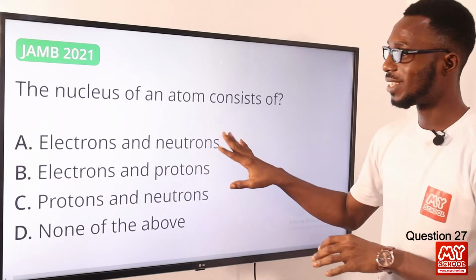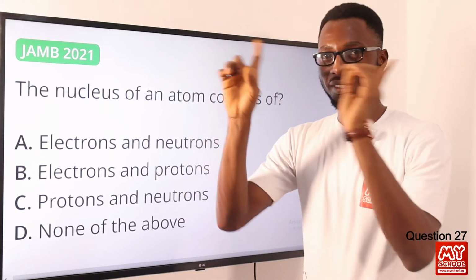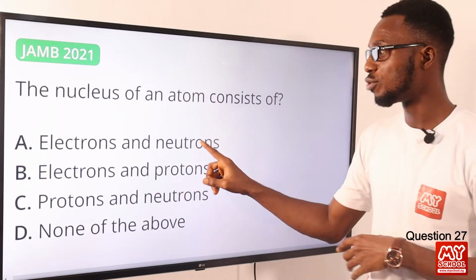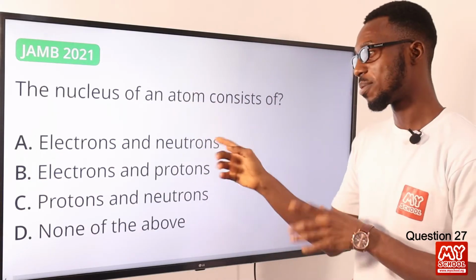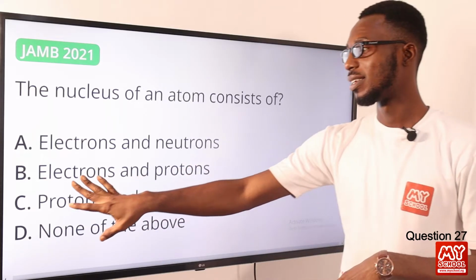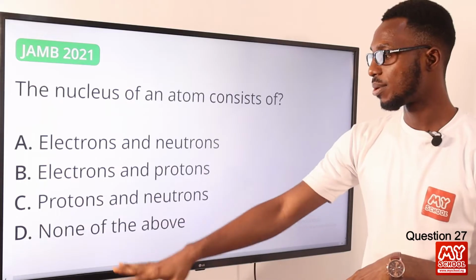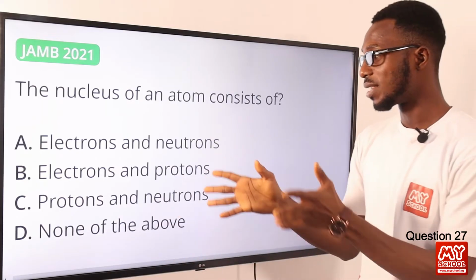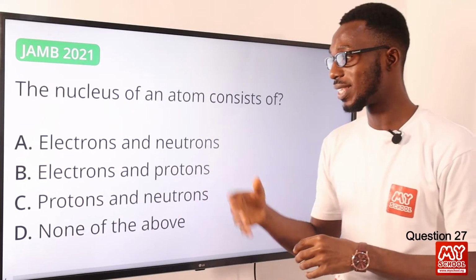Electrons and neutrons, this option is incorrect. Electrons are found in orbit, right? Neutrons are found in the nucleus. So electrons and protons, this is nucleus, this is orbits or shells. So none of the above. No, the correct option is protons and neutrons. Option C, so option C is the viable option.